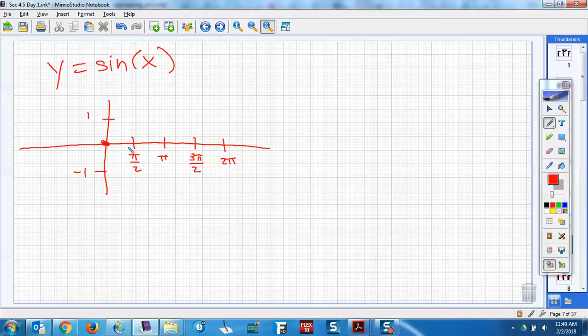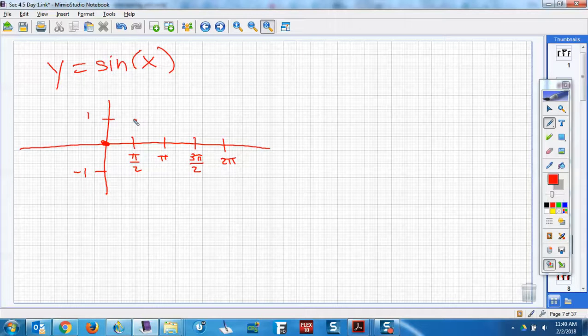Sine starts at the origin. Now, how do you know that? Well, sine of 0 is 0. If you think about an angle at starting position, terminal side right on the x-axis, sine of 0, the y is 0. So sine of 0 is 0. So the sine graph is always going to start here.